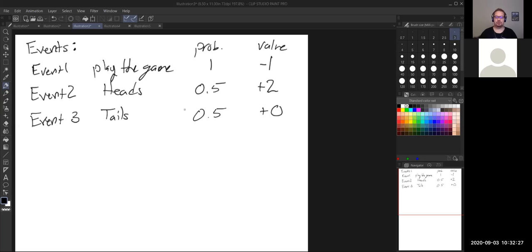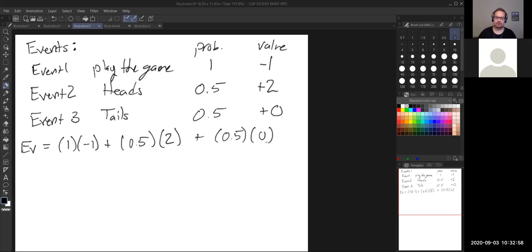So we want to know what is the expected value of playing this gambling game. What we're going to do is multiply the probability by the value of each one of the events and add them together. So the expected value is going to be, we take event 1, probability is 1, the value is negative 1, plus event 2, the probability is 0.5, and the value is 2. And the third event is 0.5, and the value is 0. And so we plug this into our calculator. Let's see, I have my for function here somewhere. Yeah, here it is.